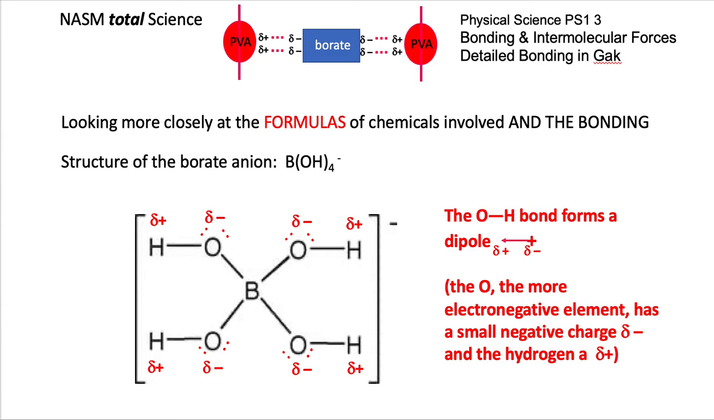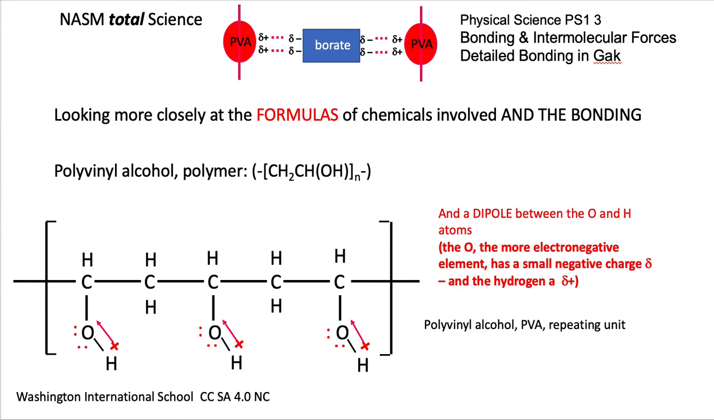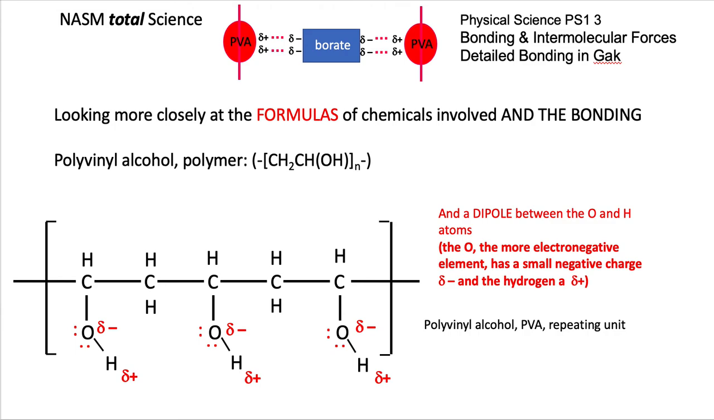And so we can put on the dipole charges, and we can do the same with the PVA, looking at the lone pairs of electrons on the oxygen. And remember, with the PVA monomer, only two of those OH groups are actually going to link to a single borate ion. And here we've put on the dipole arrows as well, the oxygen being the delta negative and the hydrogen being the delta positive.